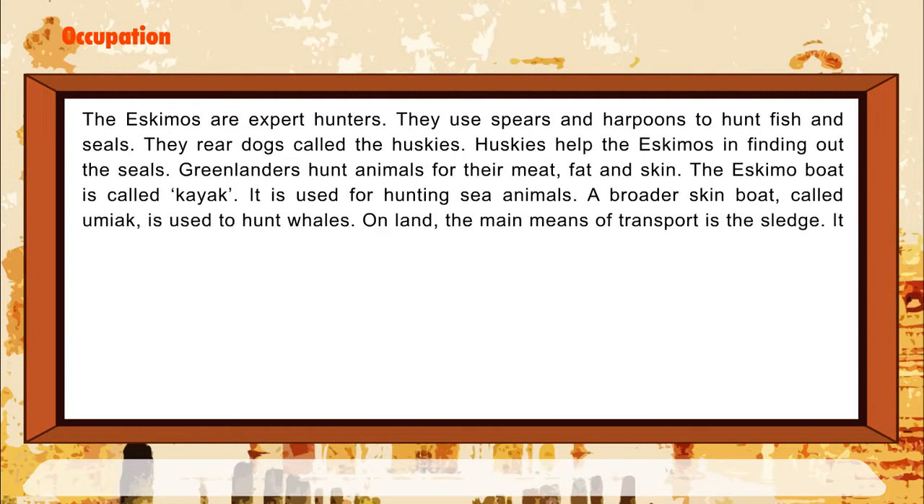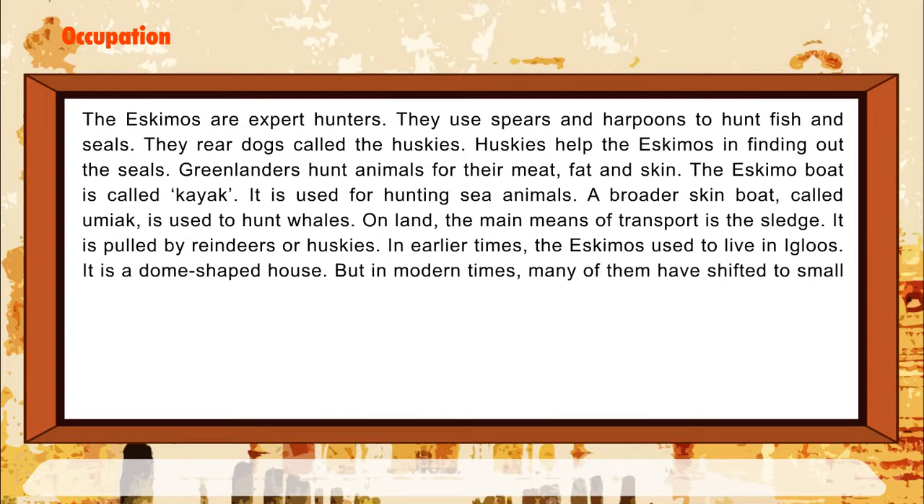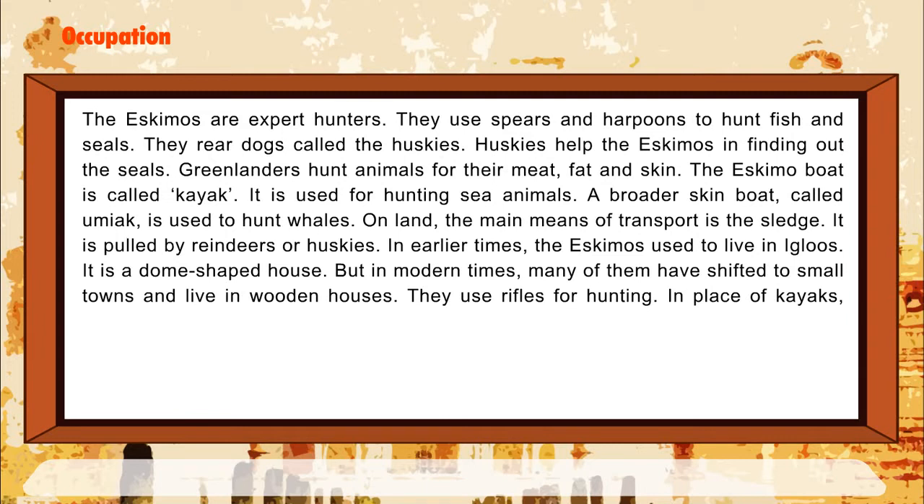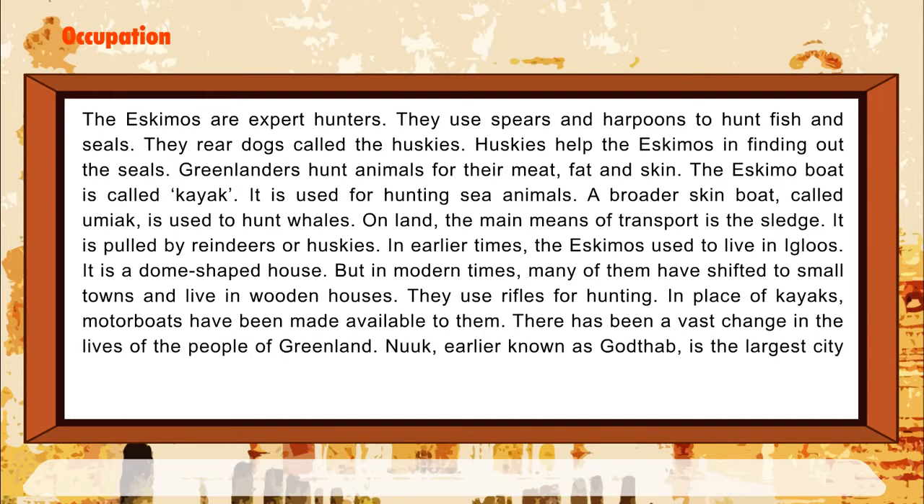On land, the main means of transport is the sledge. It is pulled by reindeer or huskies. In earlier times, the Eskimos used to live in igloos. It is a dome-shaped house. But in modern times, many of them have shifted to small towns and live in wooden houses. They use rifles for hunting. In place of kayaks, motorboats have been made available to them. There has been a vast change in the lives of the people of Greenland.